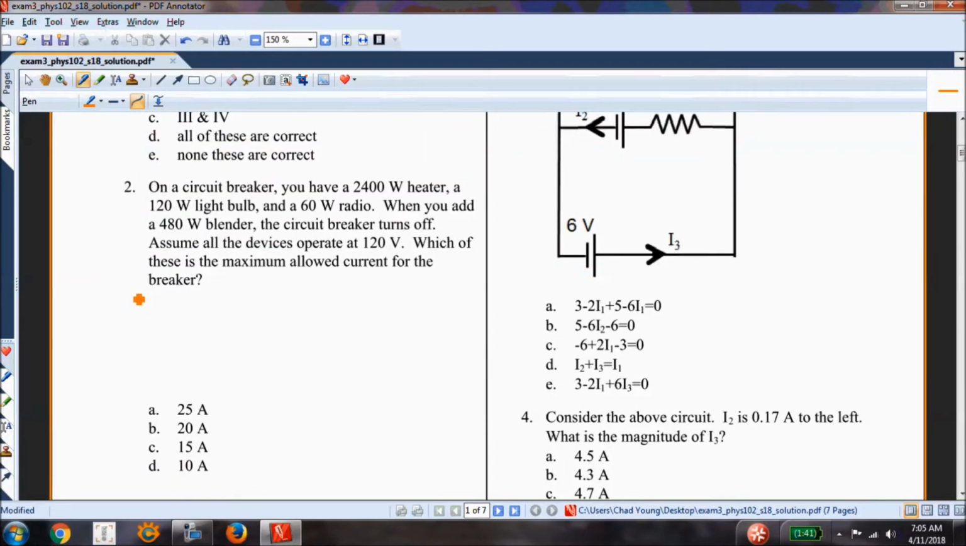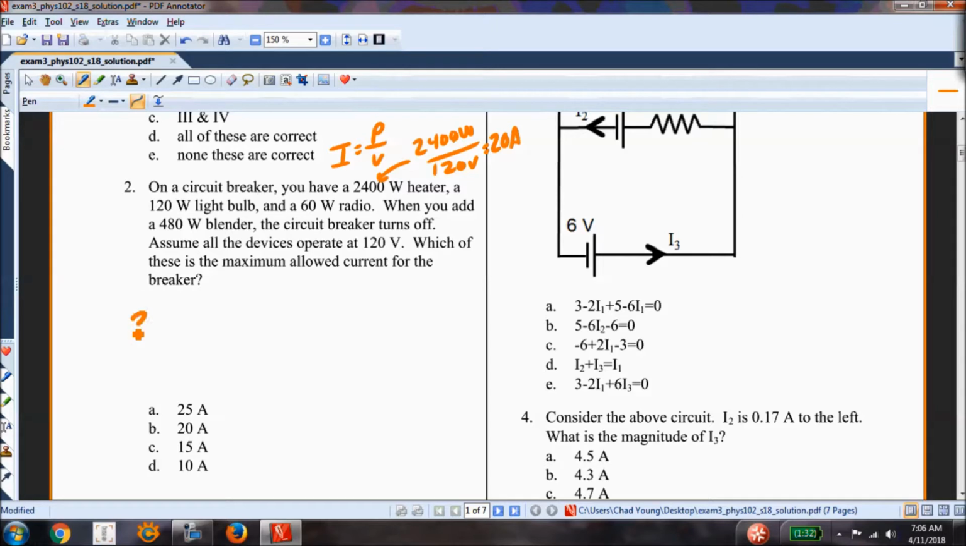On a circuit breaker, you have these devices, and then you add a blender, and the circuit breaker turns off. What is the maximum allowed current? So we've done these before, but let's go through them. First of all, I want to find the current for each. I is equal to P over V. So for the 2400 watts divided by 120 volts, that's equal to 20 amps.